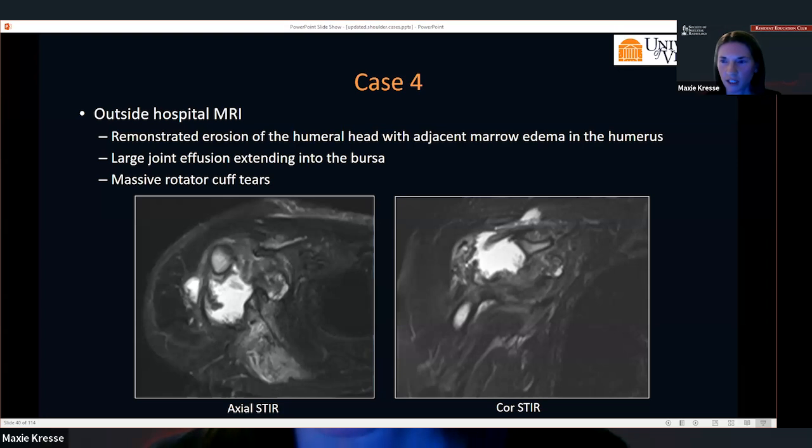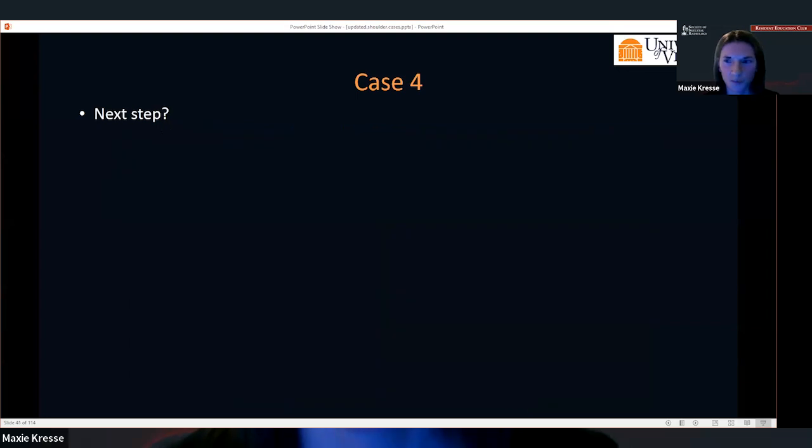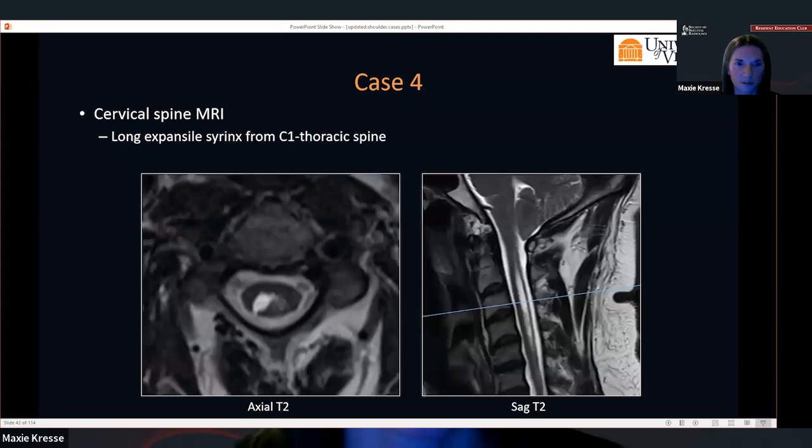Based on these findings, a couple of people seem to be onto the diagnosis here. I saw it mentioned once already, our next step. When you see this, you want to have this diagnosis in mind and recommend a cervical spine MRI. So for this patient, here's the axial T2 image and sagittal T2, and this is a pretty impressive syrinx. It extends all the way from C1 into the thoracic spine.